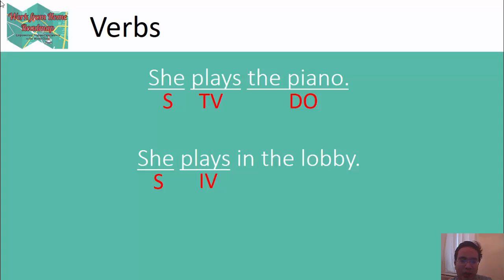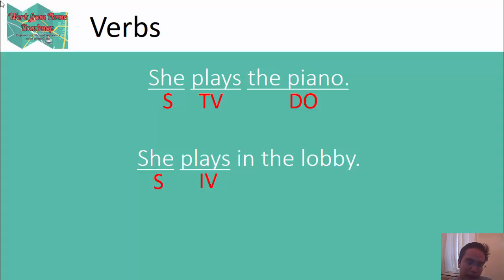She plays the piano and she plays in the lobby. In the first example, the word plays is a transitive verb because it's passing action to the piano. She plays what? The piano. In the second example, the plays does not pass action to the lobby because saying she plays and she plays in the lobby mean the same thing.